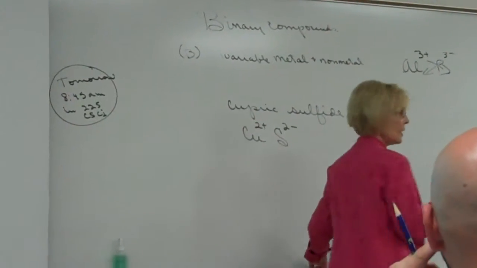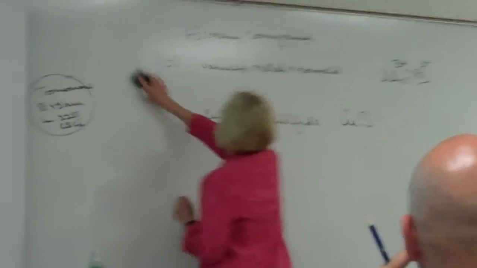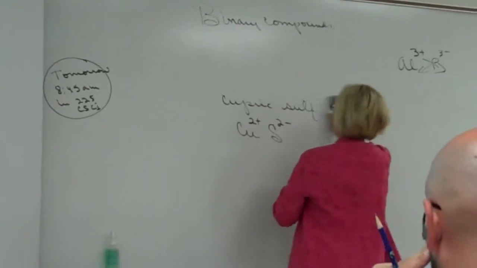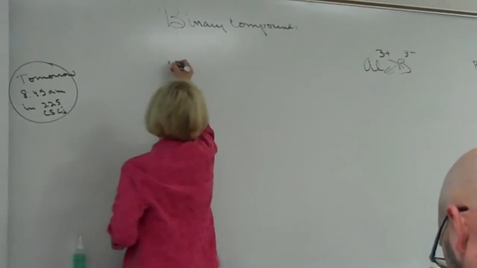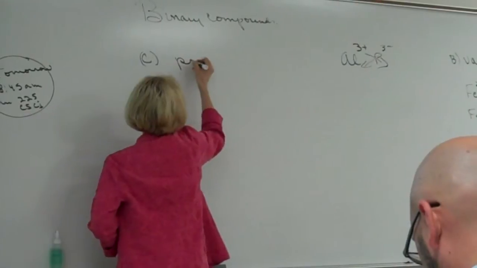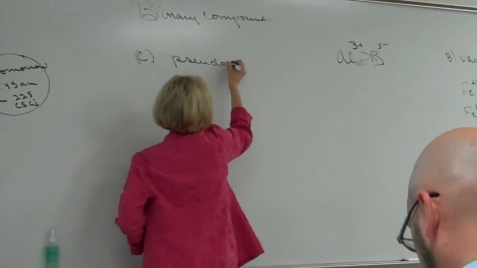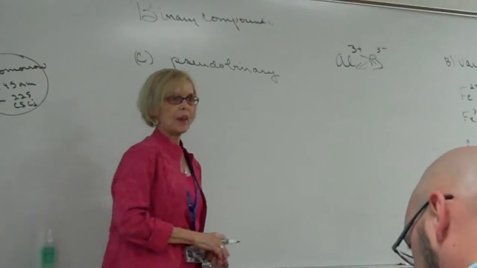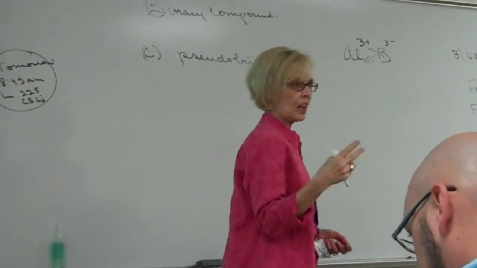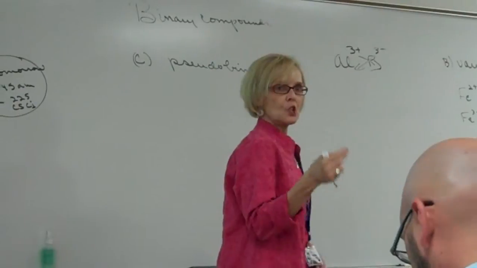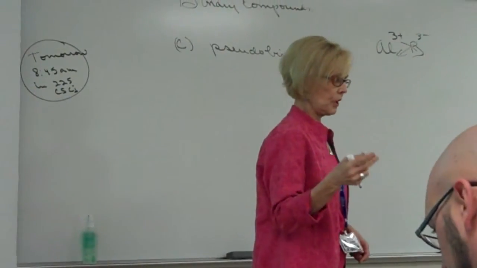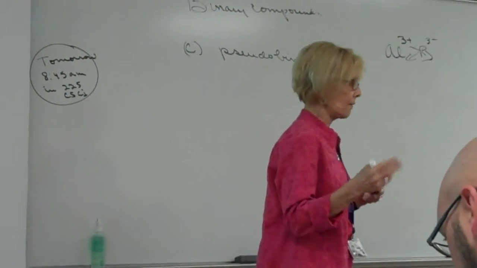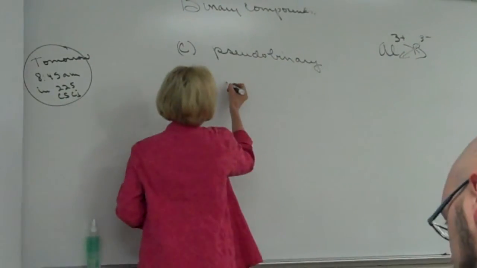Now, let's move to the next part. And it's part C. And part C is going to be what's called pseudo-binary. Have you analyzed that? Pseudo means fake or false. So we have 3 to fit in here, and they are fake or false binaries.